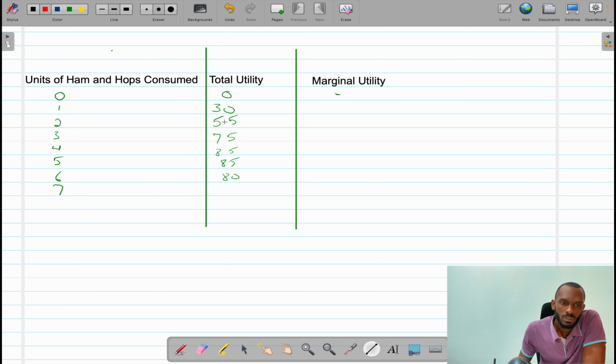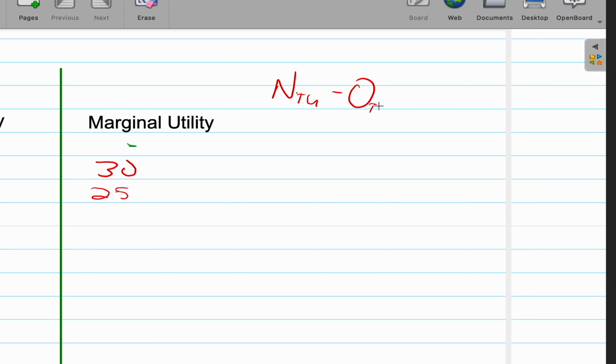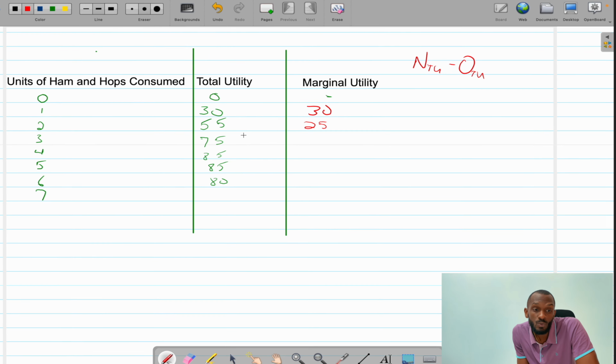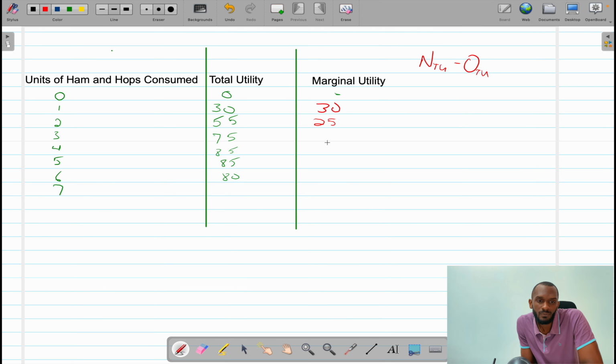And if you haven't realized, we're taking the new total utility and minusing it from the old total utility. So the new is 75, minus 55 gives us 20. Going forward again, we've consumed the fourth unit because, hey, we're greedy, we get it for cheap. 85, our utility changed by 10.